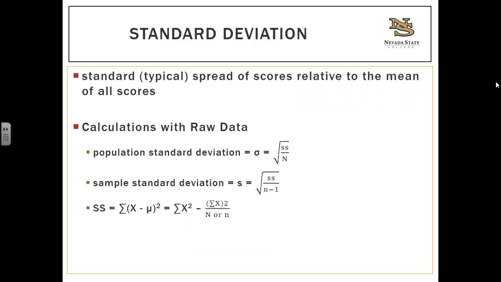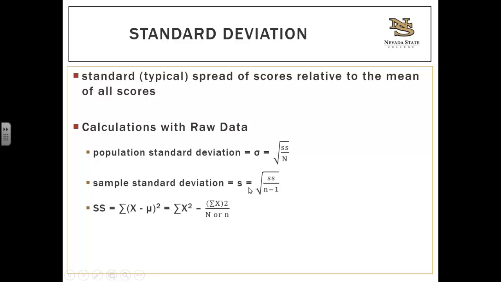Okay, so the standard deviation just tells you the typical spread of scores relative to the mean of all the scores in your data set. There's two different calculations for the standard deviation, one for the population, one for the sample. For the population, this is called sigma. That's the symbol for population standard deviation. S is the symbol for sample standard deviation.